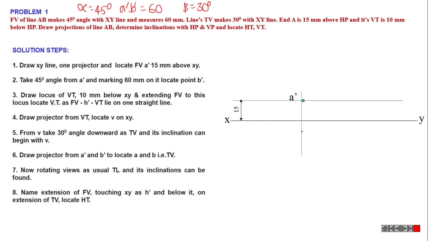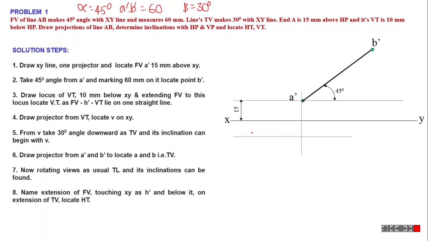And we can locate that angle. Here alpha is given as 45-degree and the length of the front view is given as 60 mm. Then we can draw the front view which is inclined 45-degree with XY line. Then we can draw the front view of the line, A dash B dash.